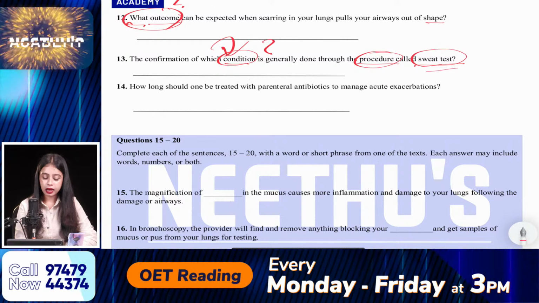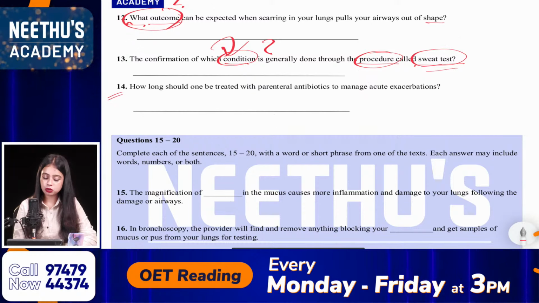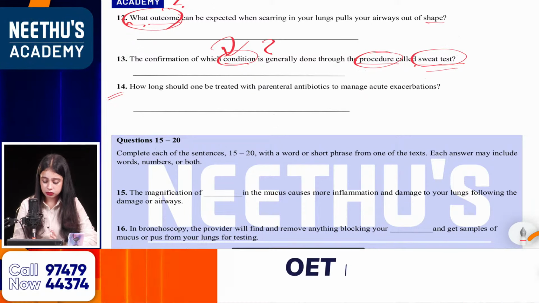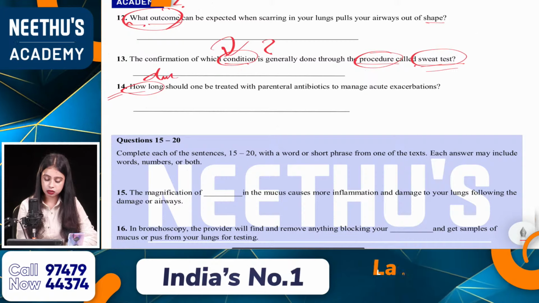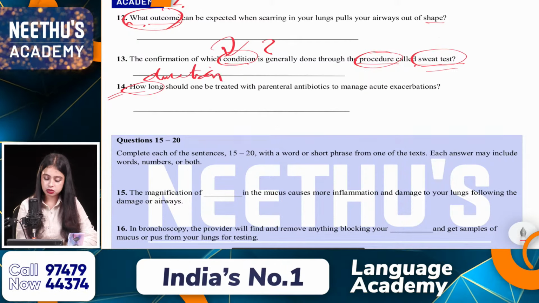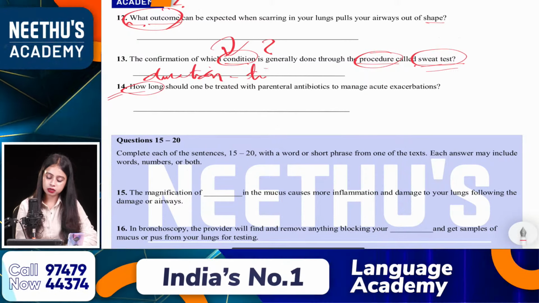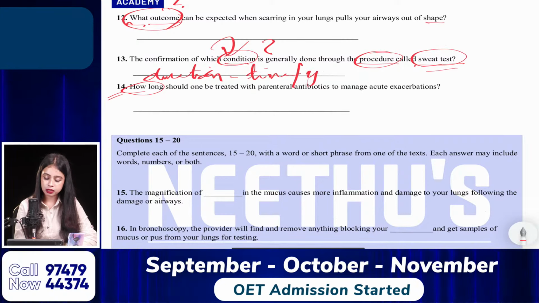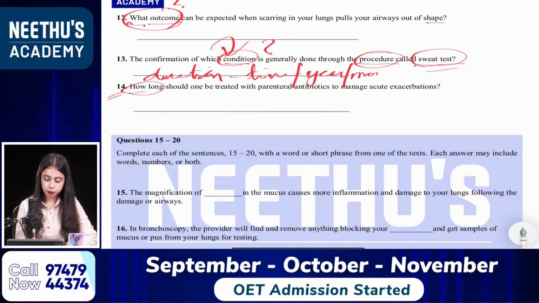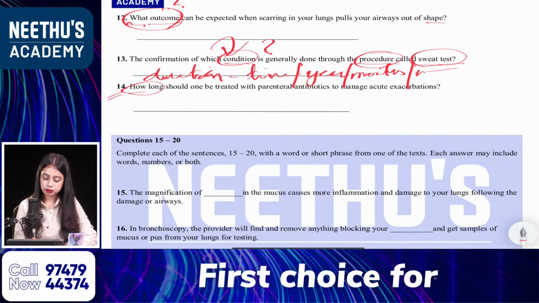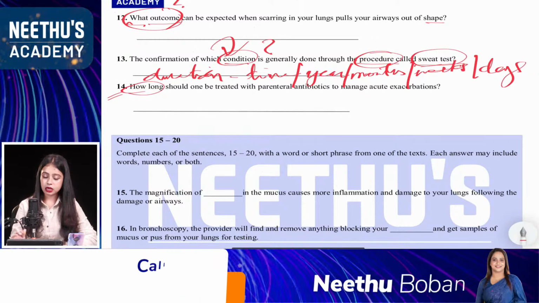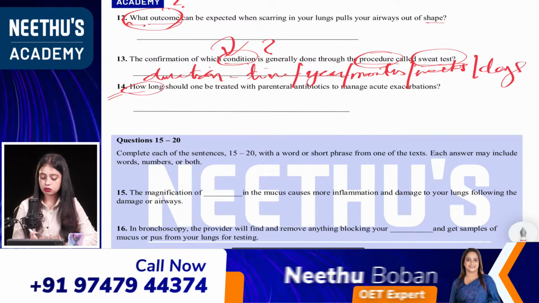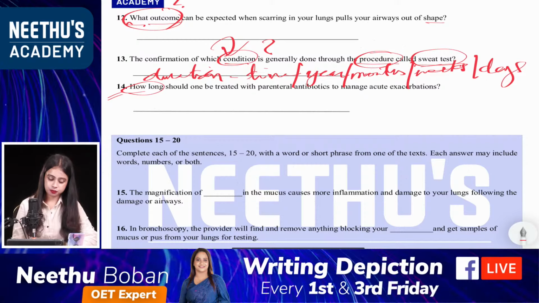Yeah, previous one. And what about the 14th one? How long should one be treated with parenteral antibiotics to manage acute exacerbation? So how long? That means duration. Okay, duration. So either we need to know the time, or you should know about the year or months, or weeks or days. That's how it comes. So which of these is it? Is it time, year, month, week, or days?